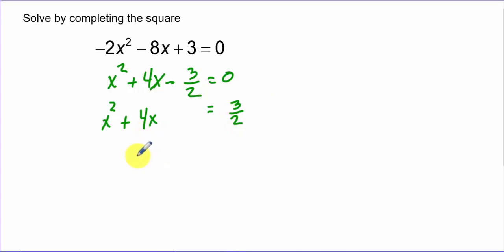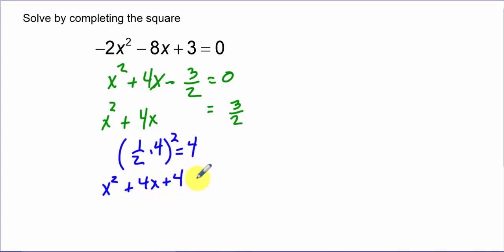I'm going to take half that term and square it. That's going to be a 4, so that's x squared plus 4x plus, there, I'm being lazy, sorry, shouldn't do that. We'll take half of 4 and square it, which is 4. So I have x squared plus 4x plus 4 is equal to, and that's what I added, 3 over 2 plus 8 over 2, which is essentially 4.